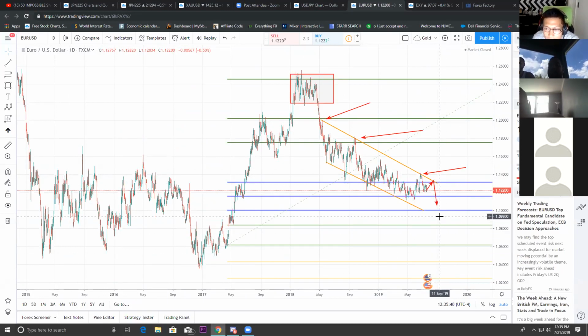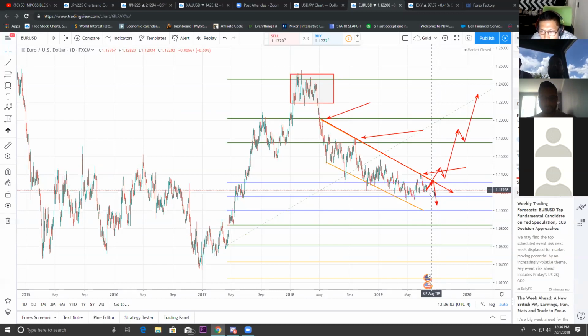Listen, if it fails to break this trend line that we have drawn right here on the fourth touch, then we can expect a strong push down. If it breaks it, then we want to pay attention to each touch of the trend. Correct, it'll go up.